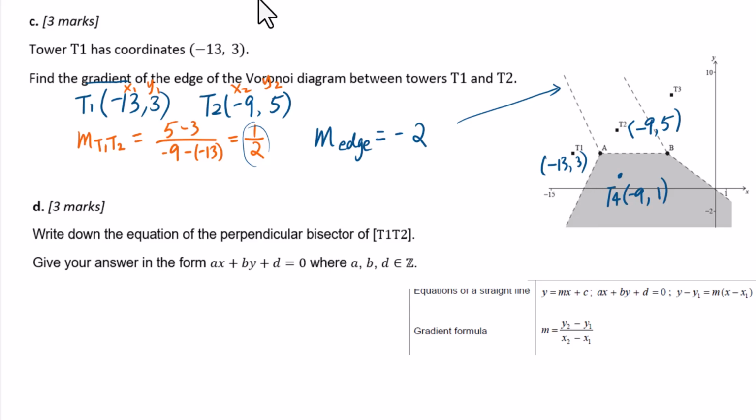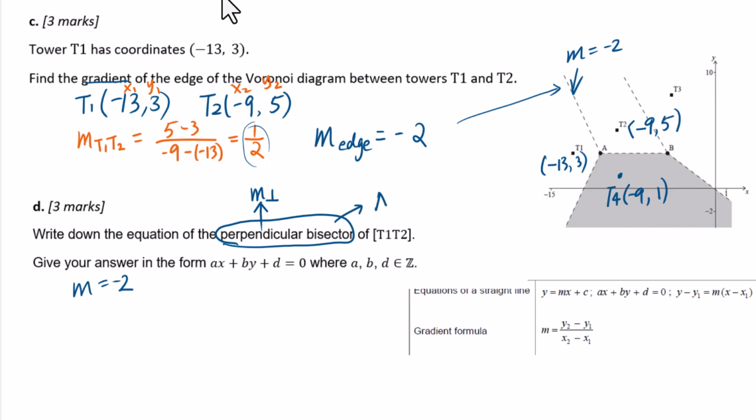D. Write down the equation of the perpendicular bisector of T1T2. Give your answer in the form ax plus by plus d equals 0, where a, b, d are integers. Perpendicular is dealing with the slope of a perpendicular line. Bisector is dealing with the midpoint of those two sides. We already figured out the slope of the perpendicular line is -2. We need to figure out the midpoint.